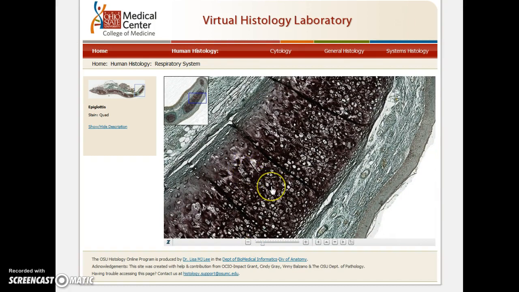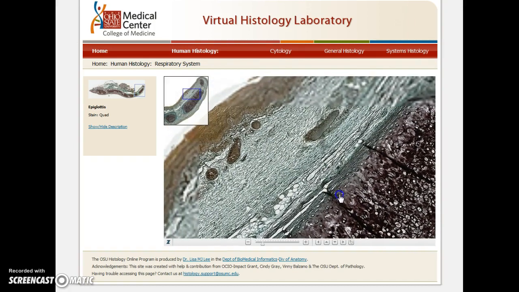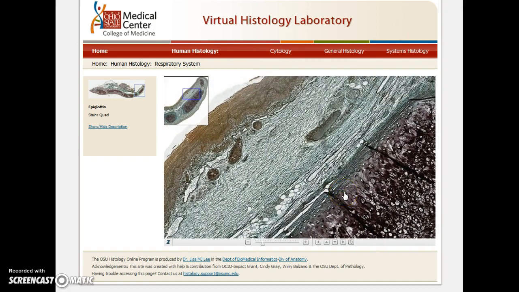And remember that the function of the epiglottis is to cover the glottis when you swallow so that food does not go into the trachea. And so we want it to be able to shift position and then be able to go back to its regular shape after you have done that.